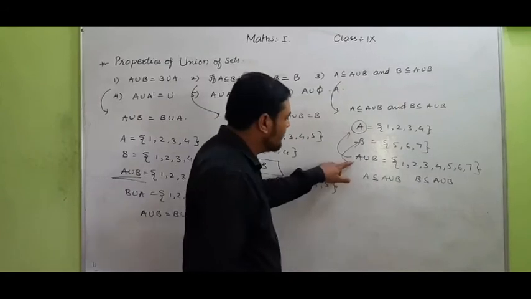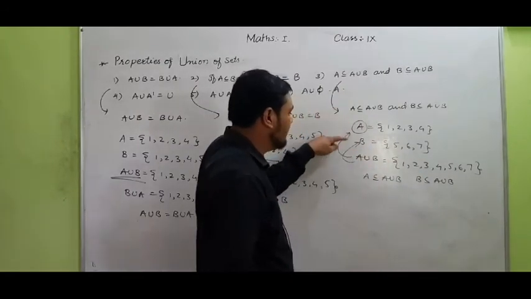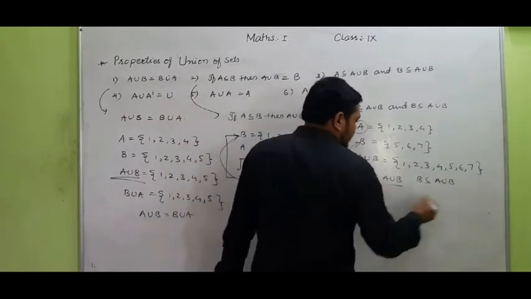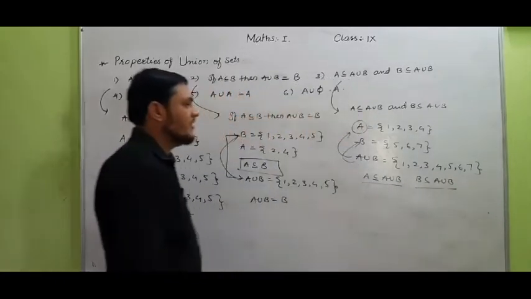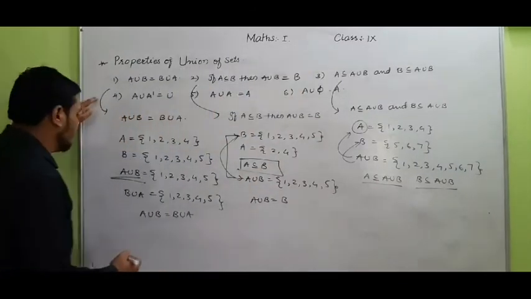Because A union B contains all the elements of set A and all the elements of set B. That is why we can say that A is a subset of A union B and B is also a subset of A union B. So students, in this way we have studied the third property also. Now we will take the fourth property.